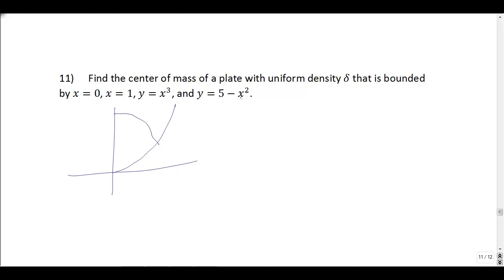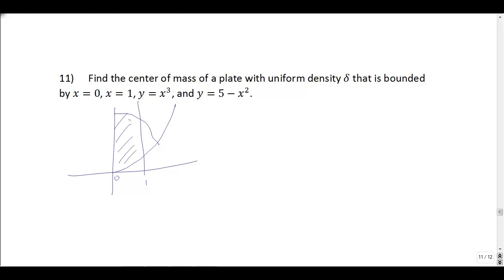Let's find the intersection point. Actually, what I'm concerned about is 0 and 1. Is x equals 1 to the left or right of this intersection point? So if I plug in 1, x cubed is 1. 5 minus x squared is 5 minus 1 squared, 4. So that's above. So we're really going to chop this at 1. And we're looking at this region here. So I don't need to find the intersection point, which is sort of nice. So that's at 1. That's at 0. That's what we're looking at. So we're looking at this region. We want to find the center of mass here.